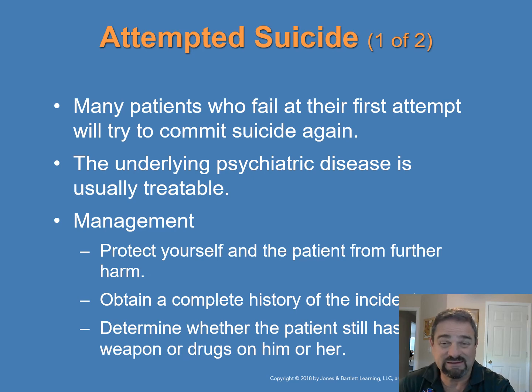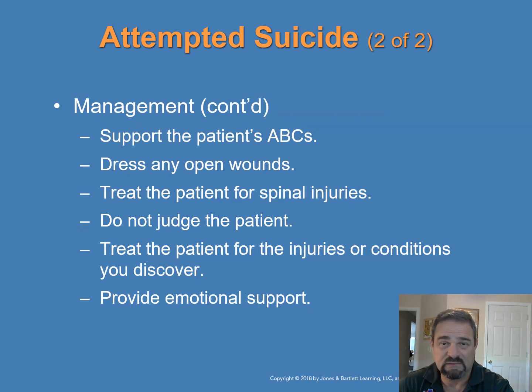Obtain a complete history of the incident and then determine whether the patient still has a weapon or drugs on him or her. All right, so management continued: support the patient's airway, breathing, and circulation, dress any open wounds that they may have, treat for any spinal injuries if that's indicated, and do not judge the patient. Treat him or her for injuries or conditions you discover. Provide emotional support not only for the patient, but also for the family as well.